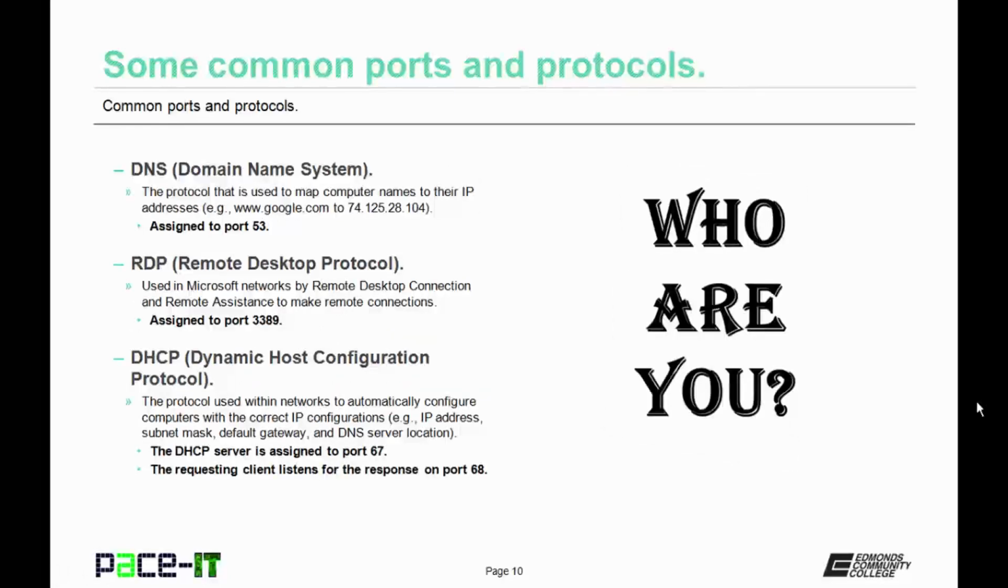Then we have DNS, Domain Name System. This is the protocol that is used to map computer names to their IP addresses, as in www.google.com to IP address 74.125.28.104. Google.com is a whole lot easier to remember than that IP address. DNS is assigned to port 53.